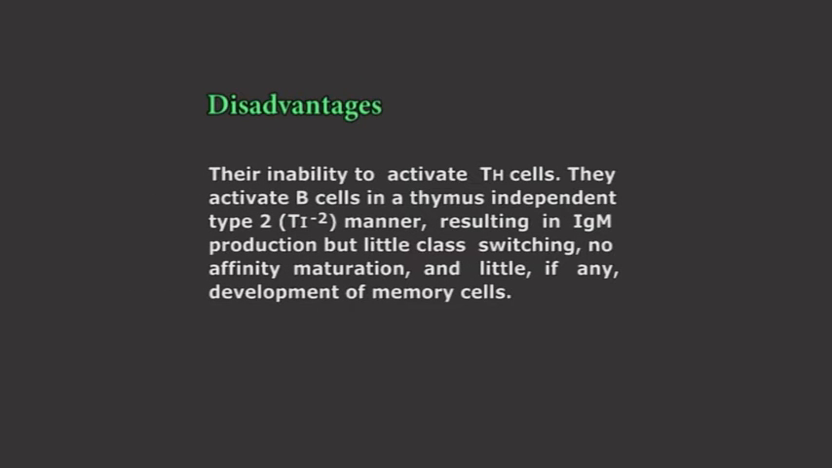The disadvantages are their inability to activate Th cells. They activate B cells in a thymus-independent type 2 (TI2) manner, resulting in IgM production but little class switching, no affinity maturation, and little, if any, development of memory cells.